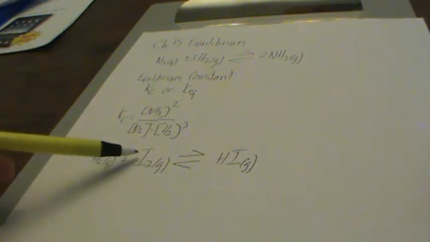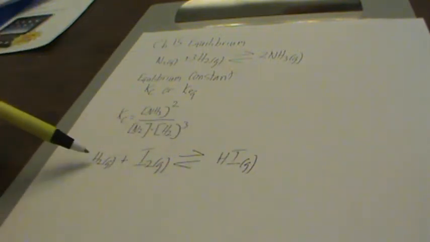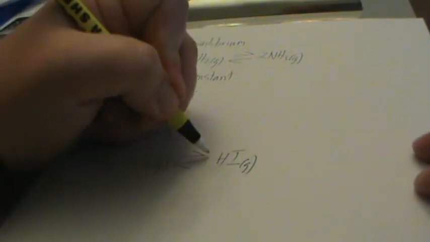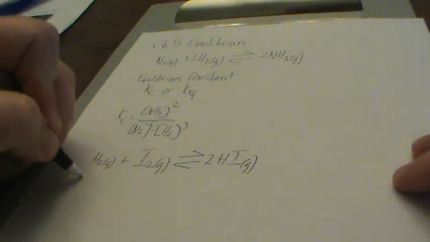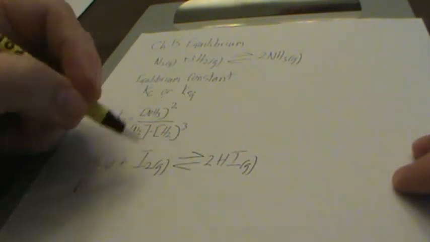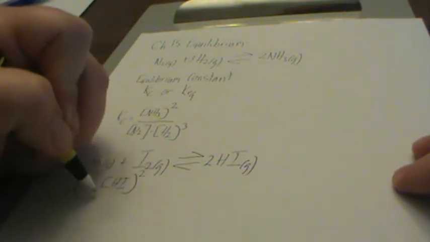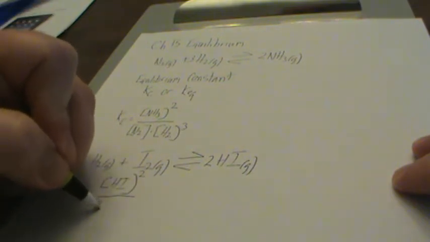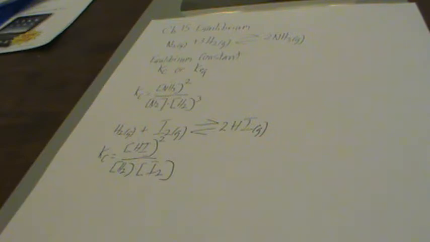Okay, so we have H2 plus I2 yields HI in the forward reaction. Then in the reverse reaction, we have HI decomposing down into H2 and I2. So if we put a coefficient of 2 in front of HI, then to find the equilibrium constant, Kc is equal to the concentration of HI squared over the concentration of H2 times the concentration of I2. So it's not that hard doing this stuff right now.